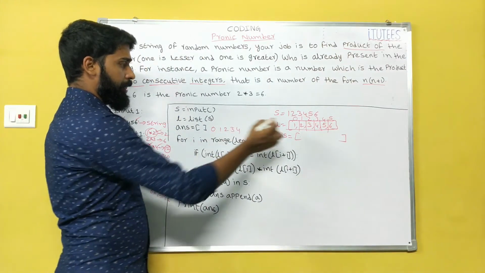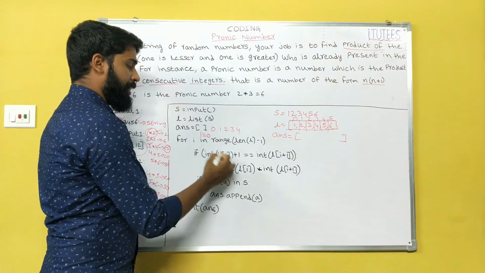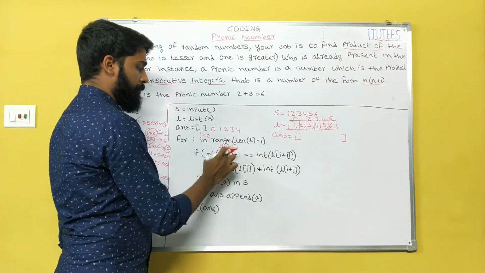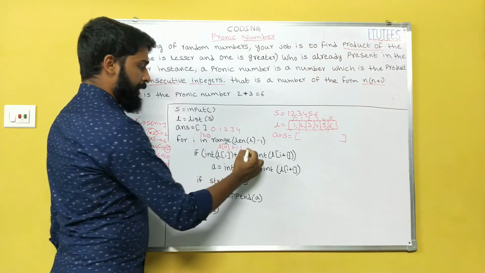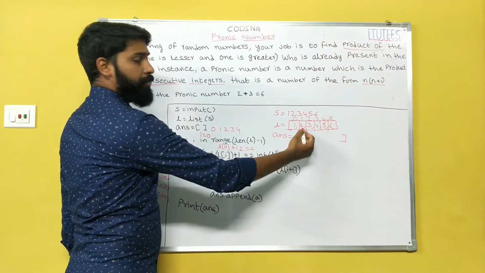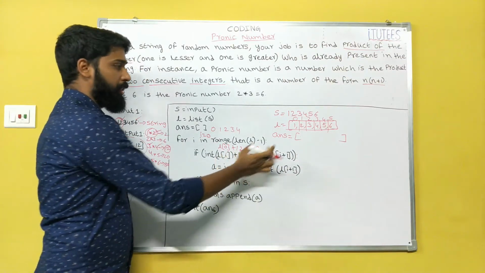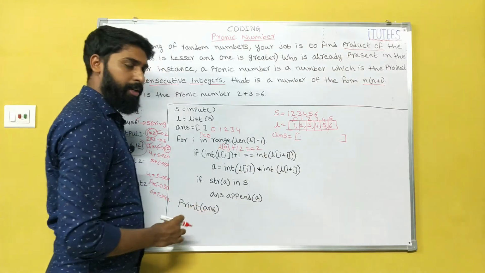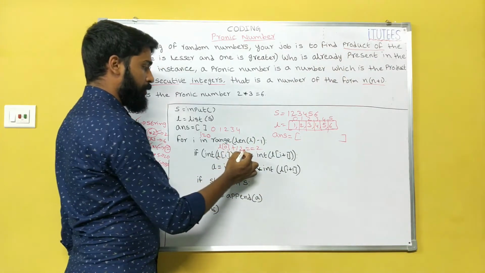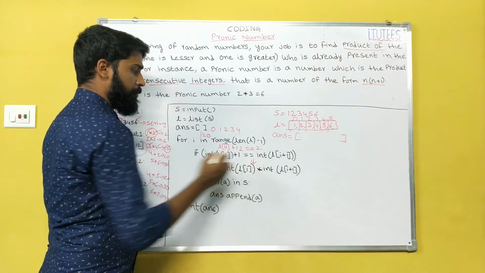What is i? i equals 0. L of 0 plus 1. What is L of 0? 1. 1 plus 1 becomes 2. This is compared with L of i plus 1. What is L of i plus 1? L of 1, that equals 2. We convert the strings to integers because for comparison you need to convert the string into an integer. So 2 equals 2, true. So we enter into this block.